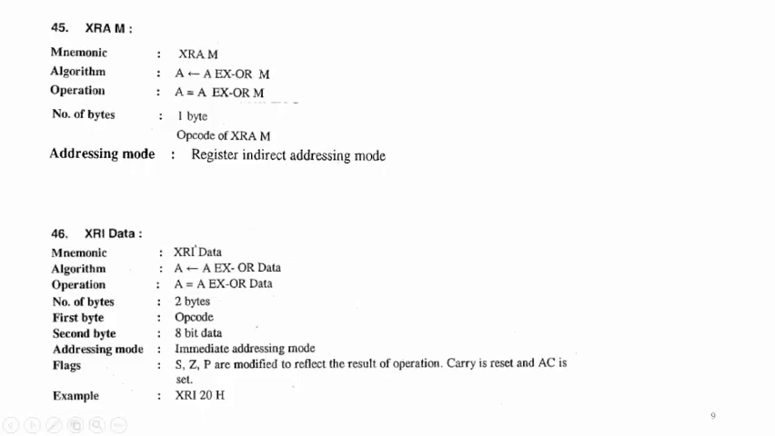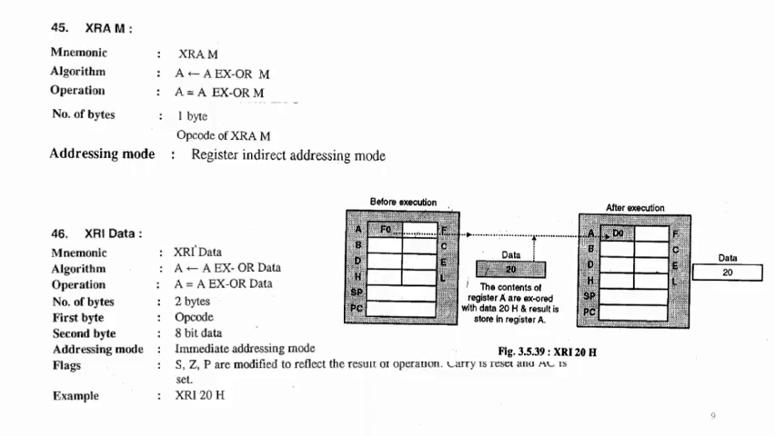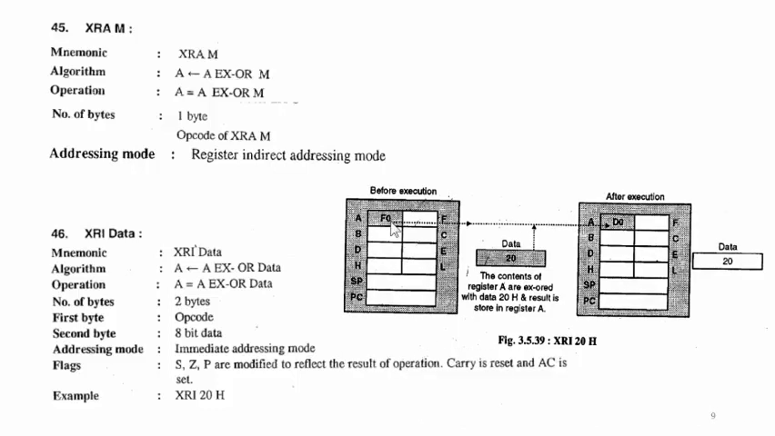For example, suppose XRI 20 hex. Accumulator content gets XORed immediately with 20 hex or immediate data 20 hex. Once again, suppose in accumulator we are having F0 hex and immediate data suppose 20 hex. So after the XORing operation in accumulator you will get D0 hex.